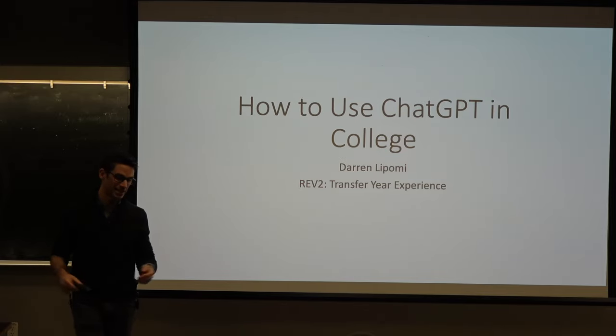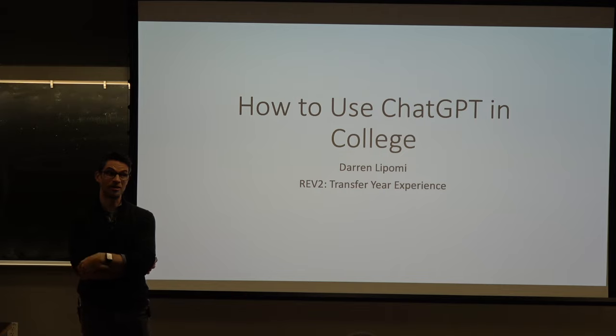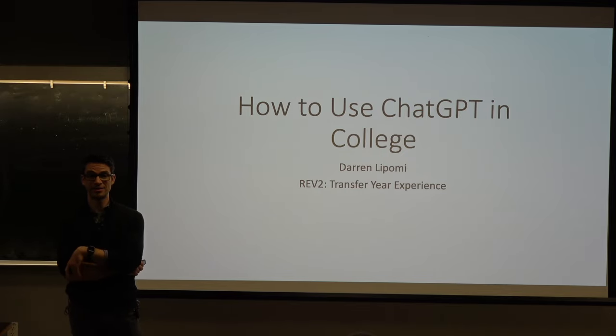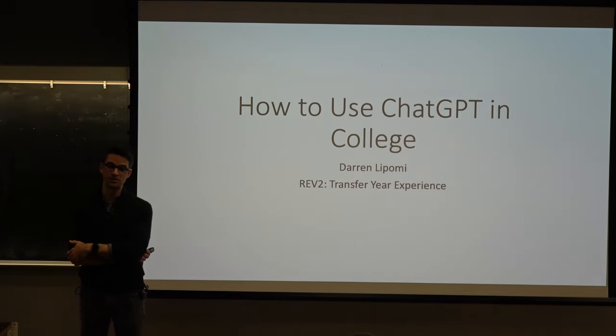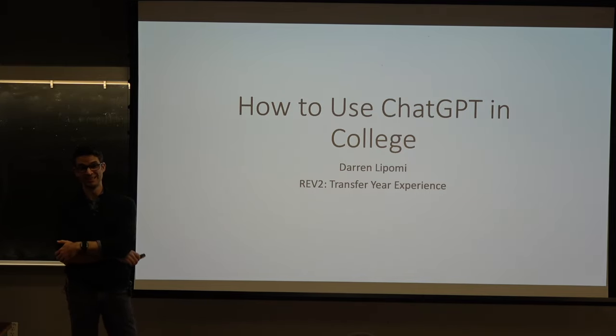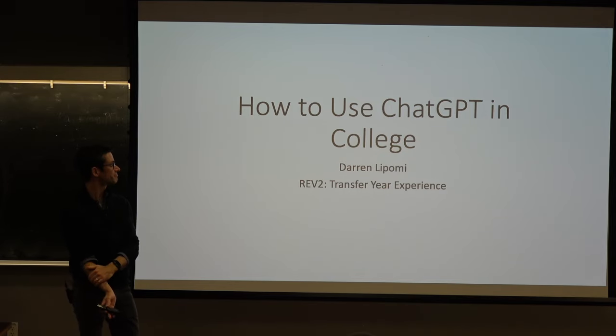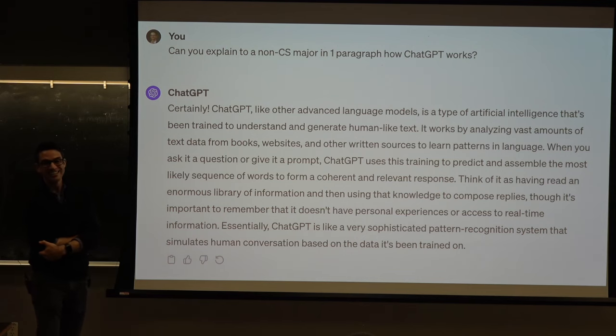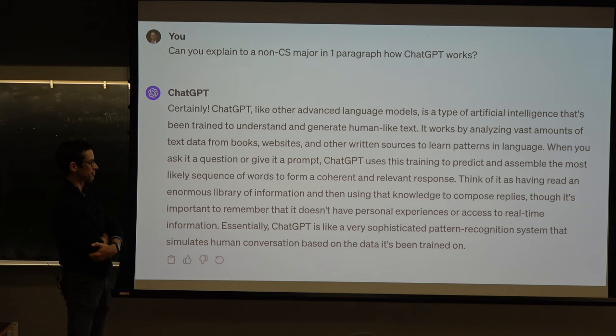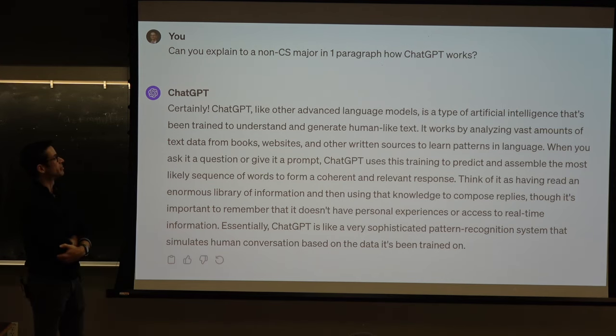But these are tools that exist. They are extremely helpful, and they're helpful in many ways the way that internet search and Wikipedia are useful. It just happens to be a much more consolidated version of what's out there. So I started this lecture by just asking ChatGPT for a prompt to describe itself.